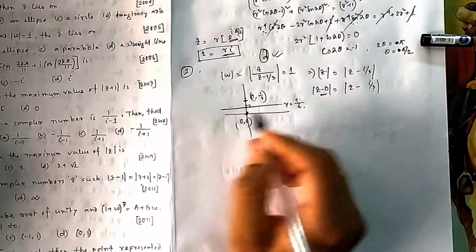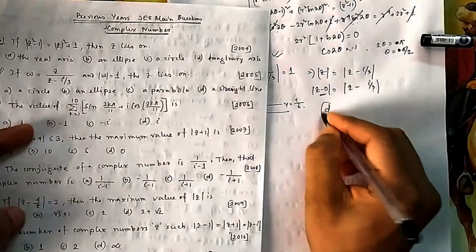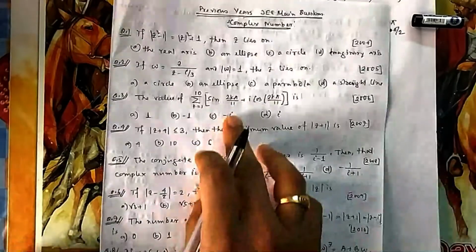So what they ask you, that it will lie on a straight line. So it is lying on a straight line because it is the perpendicular bisector. No need to draw also, but I am showing you. That is option D. The values of this one.